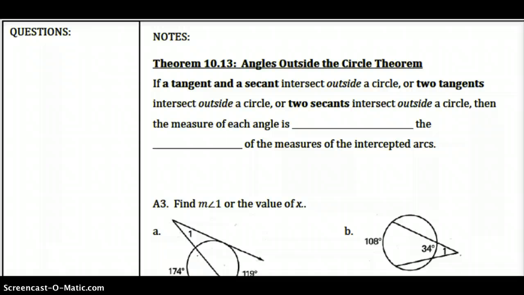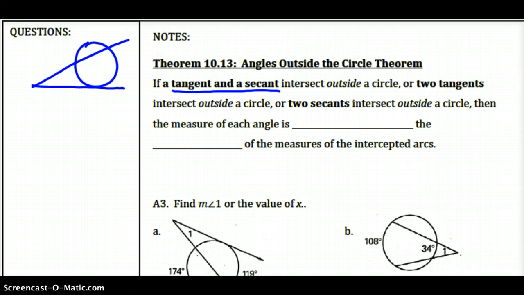Now continuing here, we have a little bit of a difference, which is if a tangent and a secant intersect outside the circle, or two tangents intersect outside a circle. So again, what they're saying here is we have these three scenarios. If I have this, so if I have a tangent and a secant intersecting here, this situation, two tangents intersecting, that'd be like this and this.